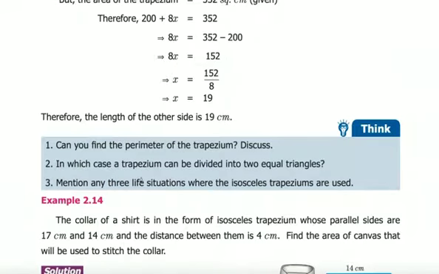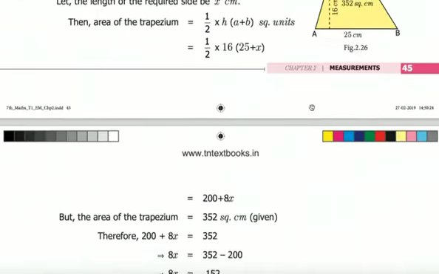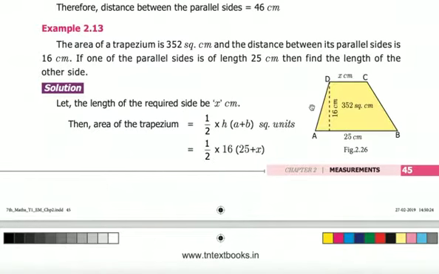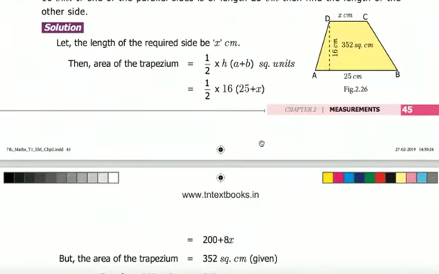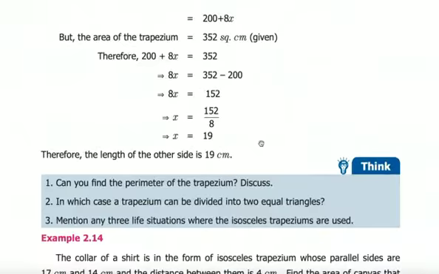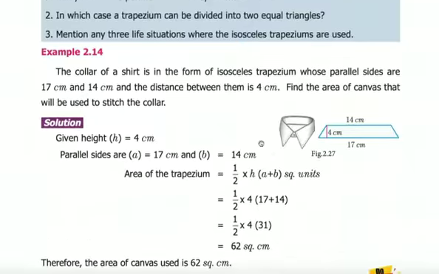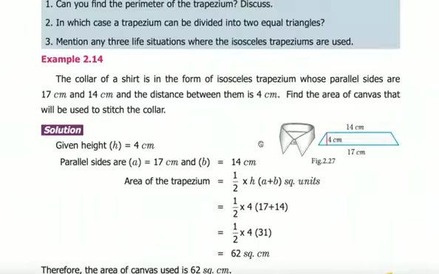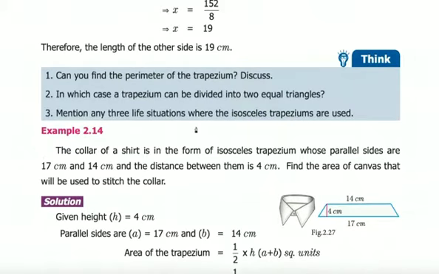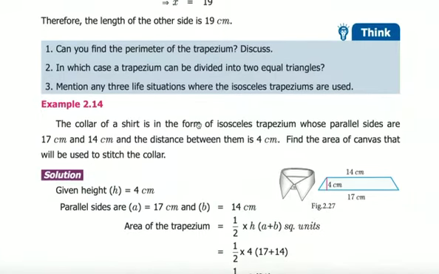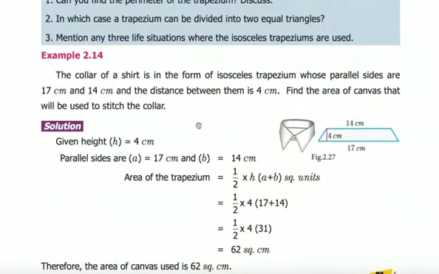In which case can a trapezium be divided into two equal triangles? Then AD is equal to BC, I guess. Right. Isosceles trapezium. Mention any three live situations where isosceles trapeziums are used. You think about it.